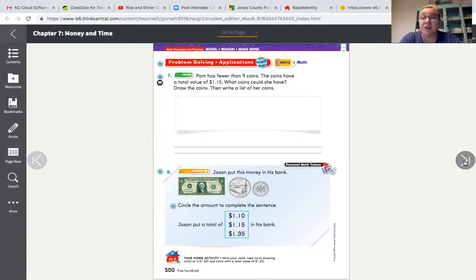If it has 10 coins, is that going to be correct? Mm-mm. If it has 5 coins, will that be correct? Yes. Now, it doesn't say anything about dollar bills, so I'm thinking that Pam did not have a dollar bill. So you're going to have to think of what else equals a dollar that you don't have to use a lot of coins for. So obviously you can't use 10 dimes to equal a dollar because that's way over already, and you still have 15 cents to go.